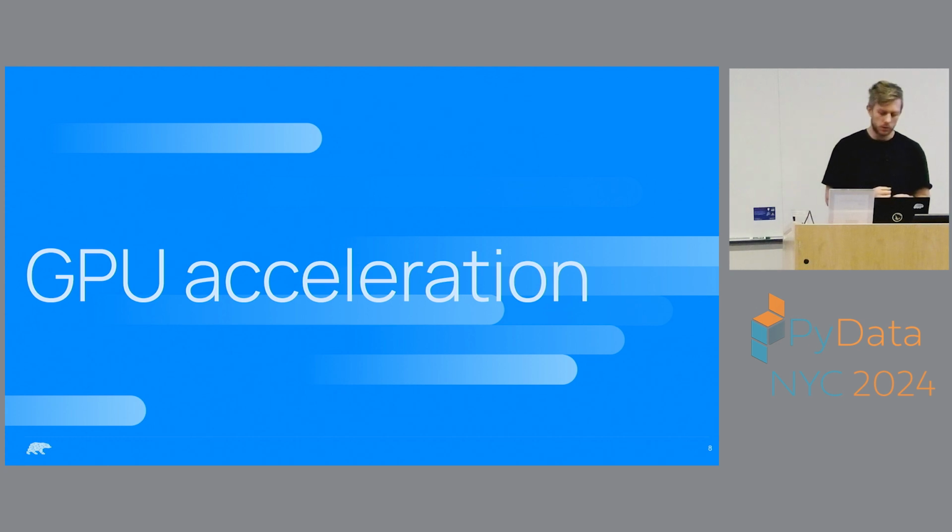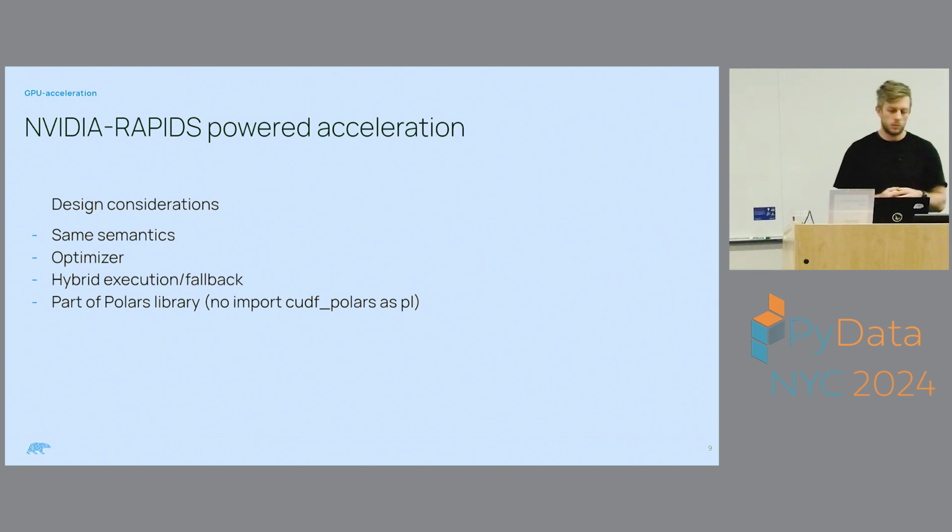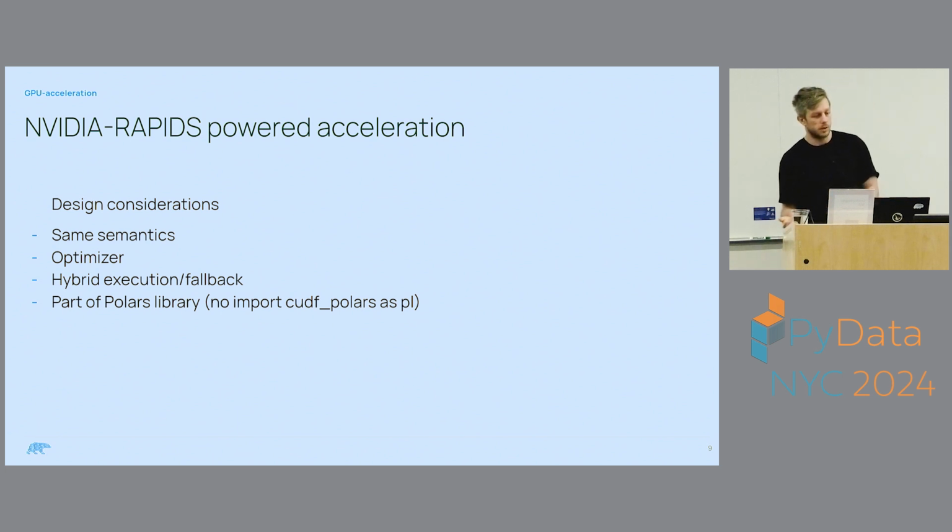Today I want to talk about GPU acceleration. This is something we just landed, I believe 2 months ago, in cooperation with NVIDIA, and it's a GPU engine. And the design considerations for this were that it has the same semantics. This is super important. If you run a query on the CPU engine or the GPU engine, the results should be the same, right? The semantics should be the same.